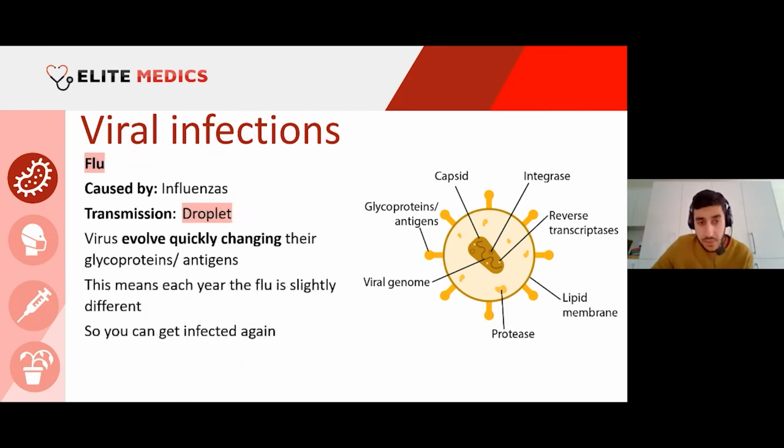And then flu is another example. I mentioned this before as a good example of an infectious disease. Influenza is the full name. You can see flu is inside that. It's transmitted by droplets. Viruses evolve very quickly. They change their glycoproteins and antigens.